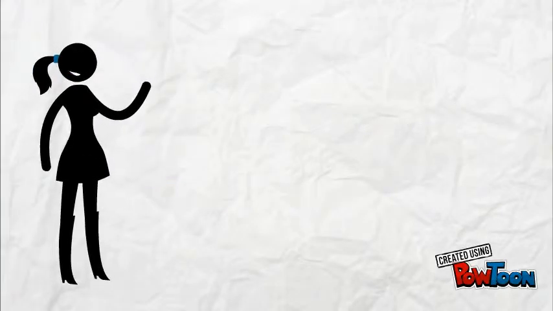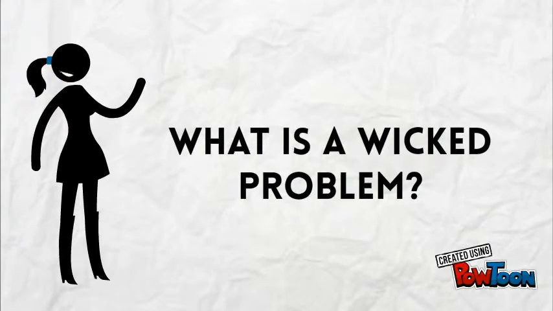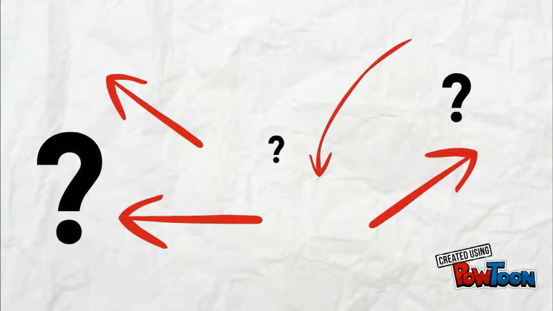Obesity is a wicked problem. But what is a wicked problem? A wicked problem is very complex and often lacks an ultimate solution. It is difficult to find solutions to wicked problems because many solutions actually end up creating new, unintended issues.